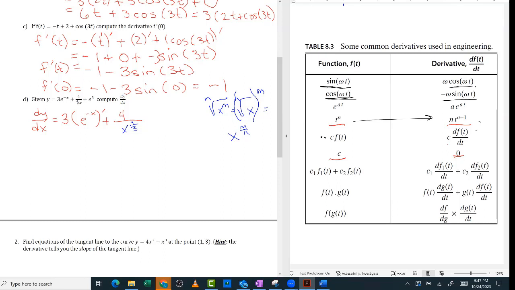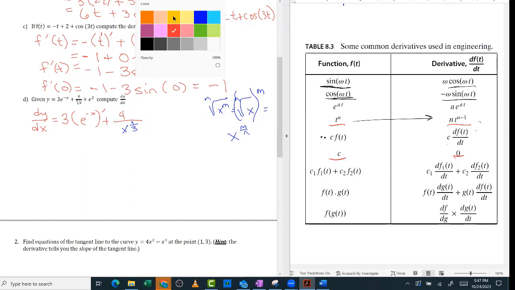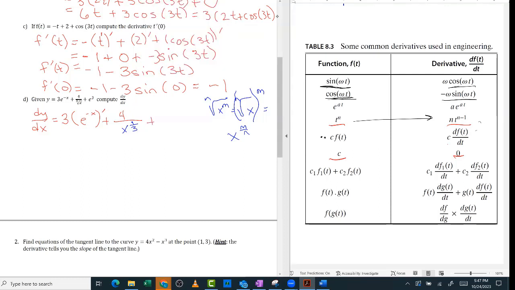And then I can say plus e to the 3rd power. And we're going to take the derivative of both of these parts. Now we have 3. The derivative of e to the minus x, well, minus x, a is equal to negative 1. So it would be times negative e to the minus x.